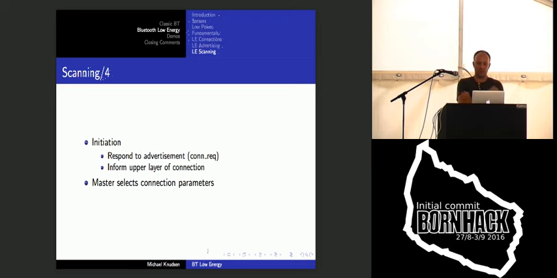Okay, so when you do initiation, you respond to the advertisement with a connection request, and then immediately inform the upper layers of the connection. The master selects the connection parameters. So basically, the master can say, "I want to connect with this connection interval," so the master gets to choose how frequently to communicate. Both sides can change the parameters afterwards in case the parameters are not to their liking.